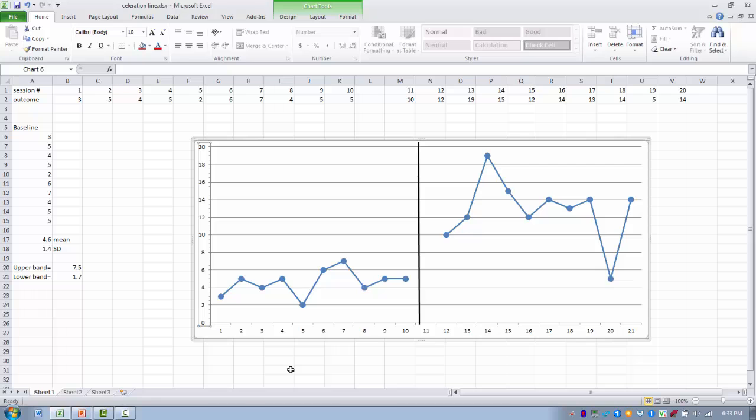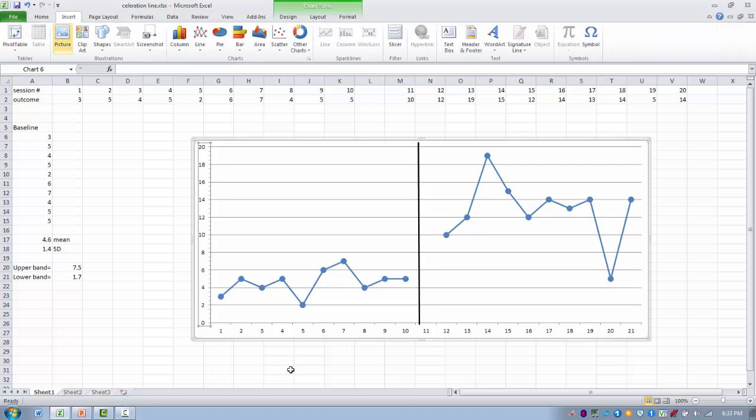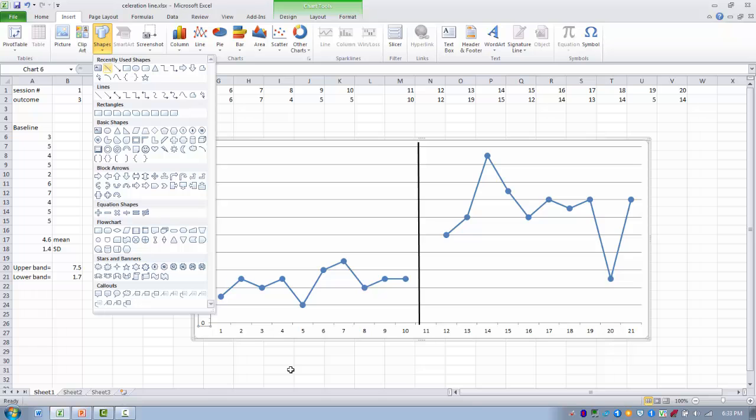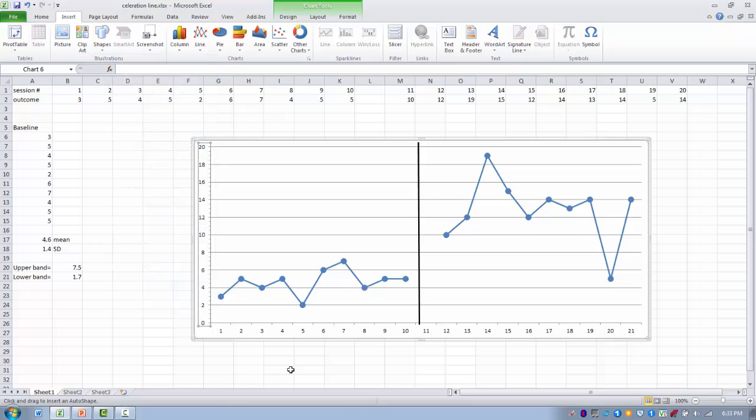So I'm going to go to the Insert menu, and I'm going to insert a shape, and I'm going to insert a line. So I want to find the location that is as close as possible to this mean. So right about here would be 4.6, and then I'm going to create a line that's going to go all the way across the graph, and I want to make sure it's parallel, it's truly horizontal. And then there's my line.